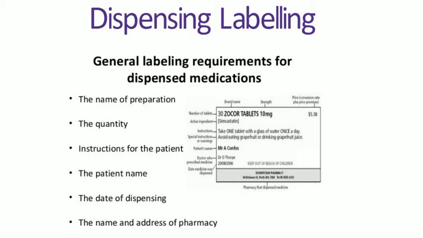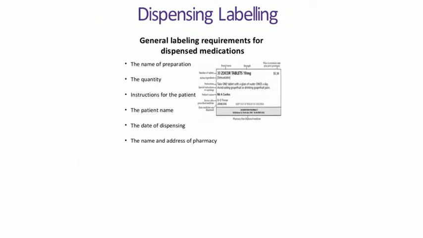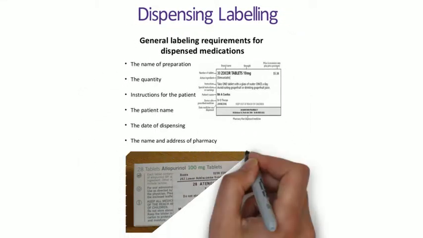And a dispensing label, so a pharmacy dispensing label, needs to have the name of the patient, the name and address of the pharmacy, the date of dispensing, the name of the product, directions for use, precautions related to the use of the product, and the statement that says keep it out of the reach of children, ideally keep out of reach and sight of children. The quantity isn't a legal requirement, but it is good practice.